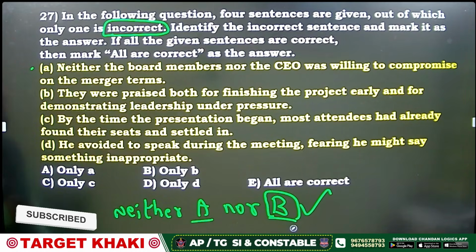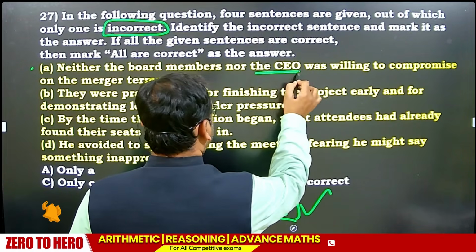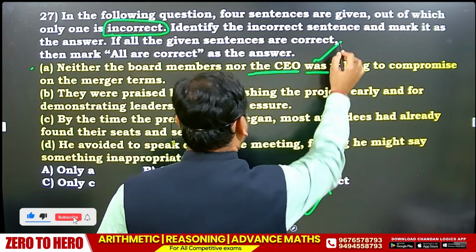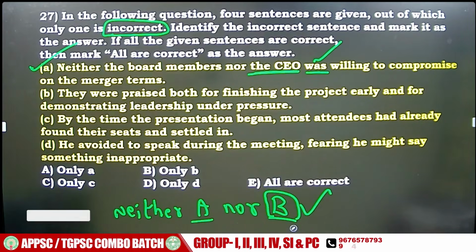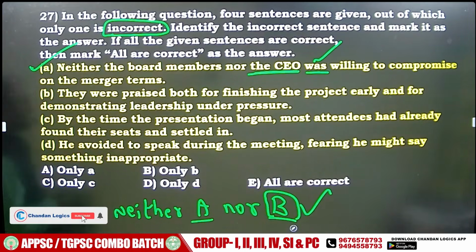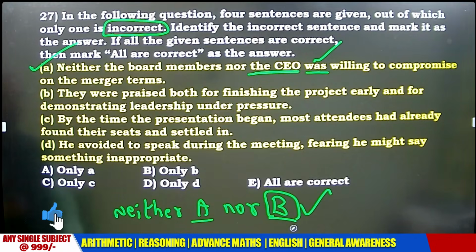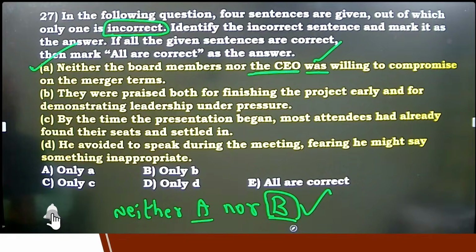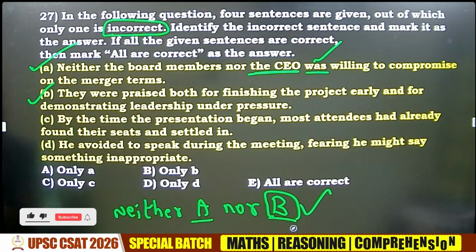If B is the main subject, what is the main subject here? CEO is the main subject. So CEO is singular. So was is perfect. There is no problem in the first statement, guys. First statement is beautiful. Second statement. They were praised both for finishing the project early and for demonstrating leadership under pressure. Beautiful statement. There is no problem here.